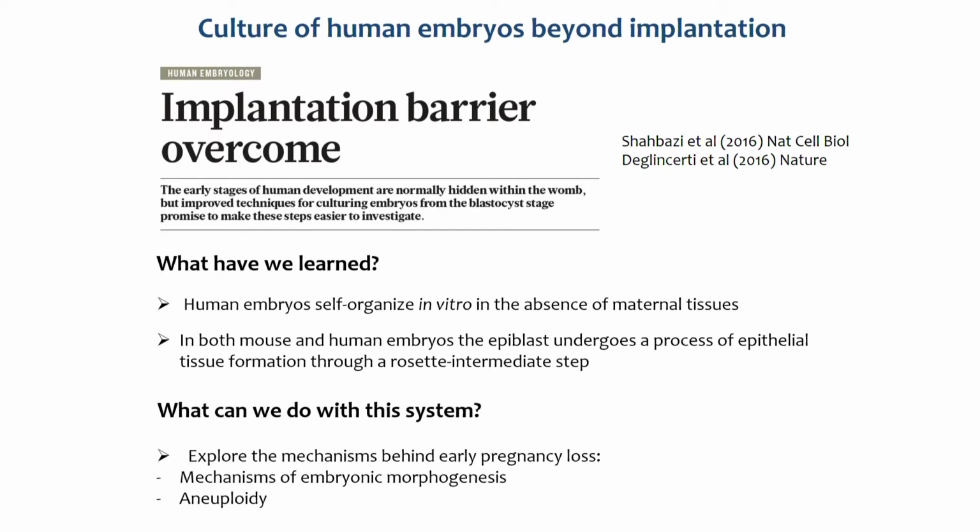But now what can we do with this system? And going back to the beginning of my talk, I think this is a great system now to study the possible mechanisms of early pregnancy loss. So I will be telling you a story about how the embryonic tissue undergoes these first morphogenetic events, and then I will discuss a bit the role of aneuploidy.